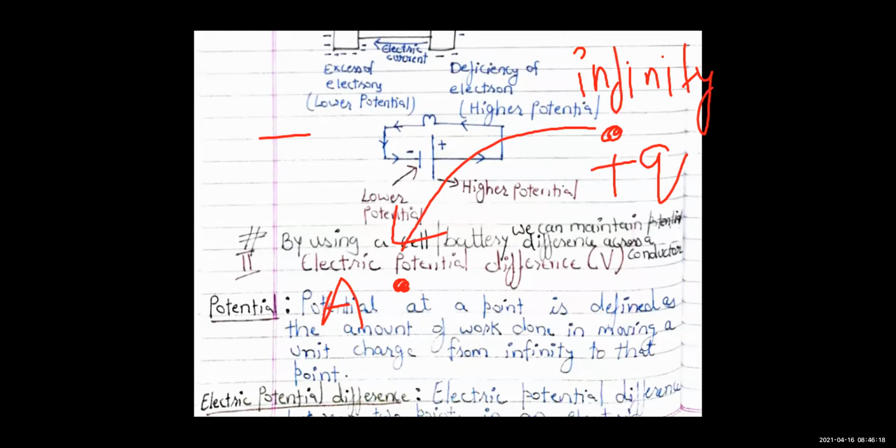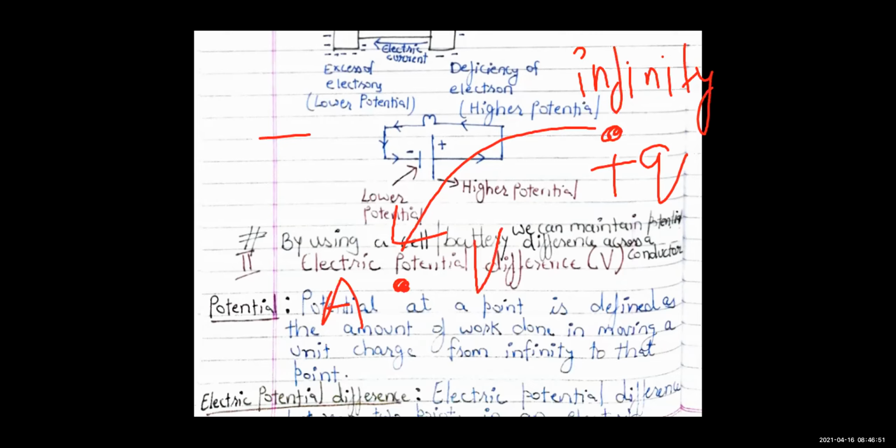So if you want to bring the charge, oh God, you have to do some work. आपको मेहनत करनी पड़ेगी, right? So you need to do work. You need to pull the charge from infinity and bring it to point A, right? You have to do some work. So this work done when you are moving a unit charge from infinity to a point is called potential. उसे क्या बोलते हैं बेटा? Potential. So potential is denoted by the symbol V.